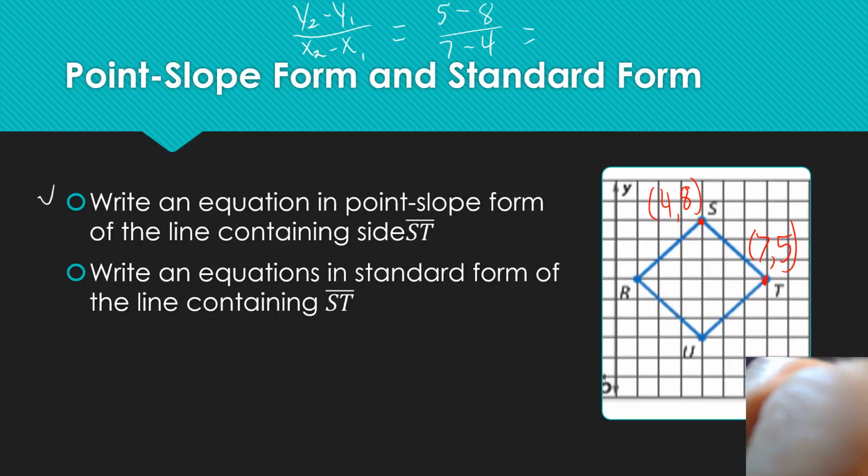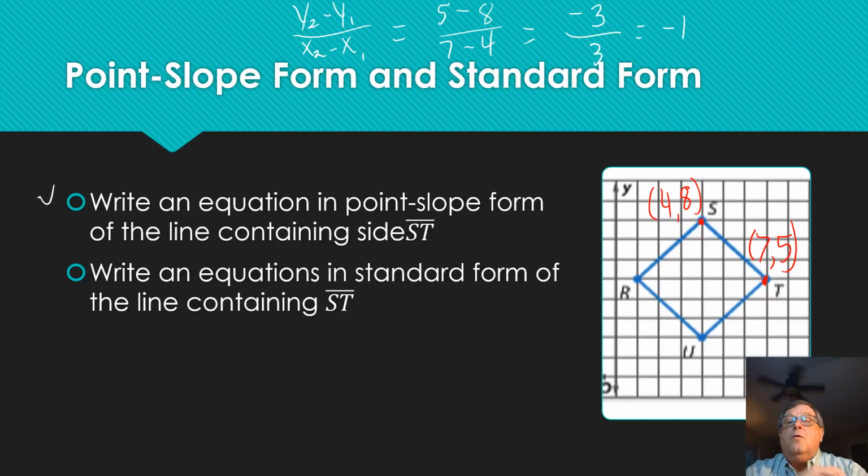And 5 minus 8 is negative 3. And 7 minus 4 is 3. And so my slope is negative 1. All right, so let's see. I've got to put that in point slope form. Now I'm going to have to choose one of these coordinates. And it doesn't matter which one to put this in point slope form.